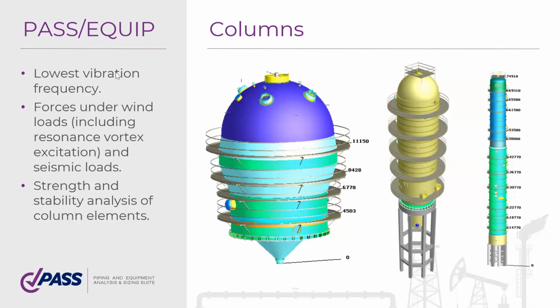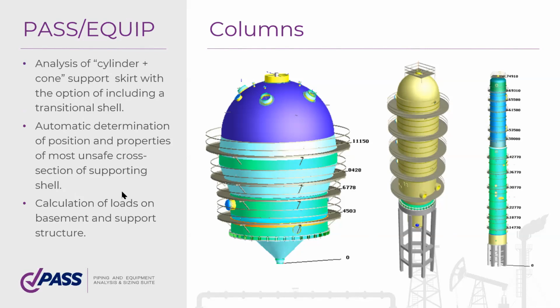Of course, we take into account wind and seismic loads, which is a demand for columns. And of course, we analyze strength and stability of each column element, including some external and internal construction like plates and so on. And of course, foundation elements, because for a column it's very important that any support elements are taken into account and analyzed. Like a support skirt, for example.